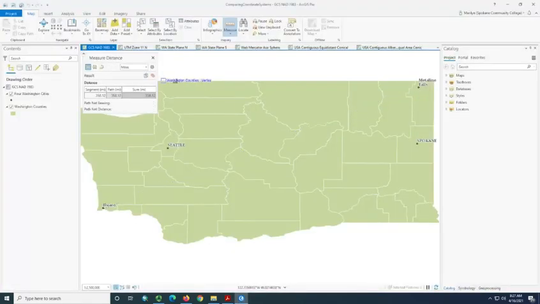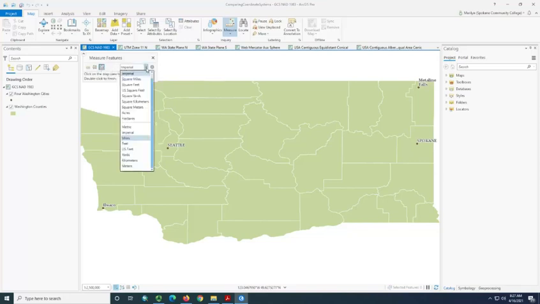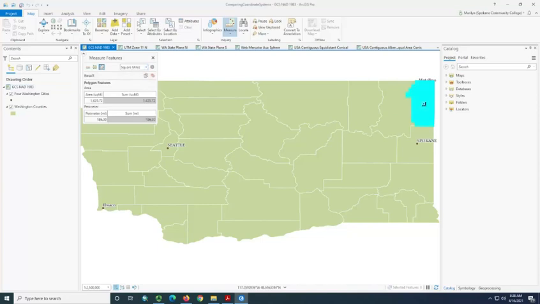Let's see here. So that's going to be distance. We're going to measure the features. That'll give us the full area. And what we want is square miles. So this is measuring the whole feature in square miles. That way we don't have to click around the whole boundary. And so Medellin Falls, or Pend Oreille County lights up there.